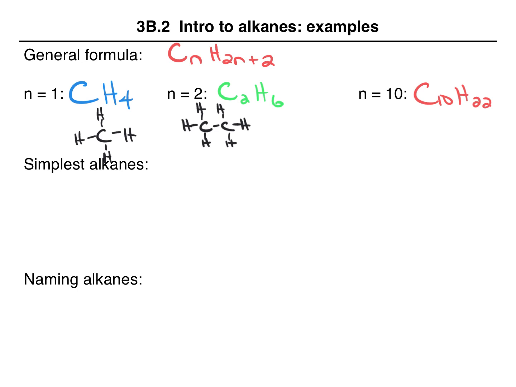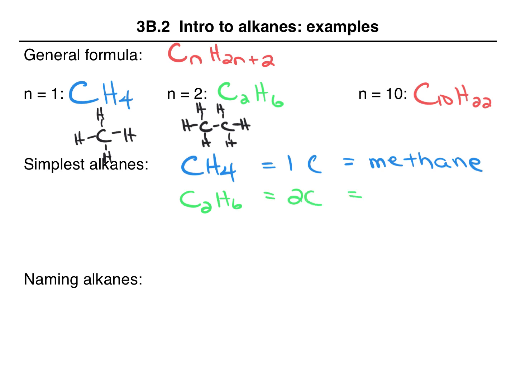As we think about our simplest alkanes, we have CH4. Here we have just 1 carbon, and this is called methane. With 2 carbons, we have C2H6. So 2 carbons is called ethane. And then C3H8, where we have 3 carbons, this is called propane.